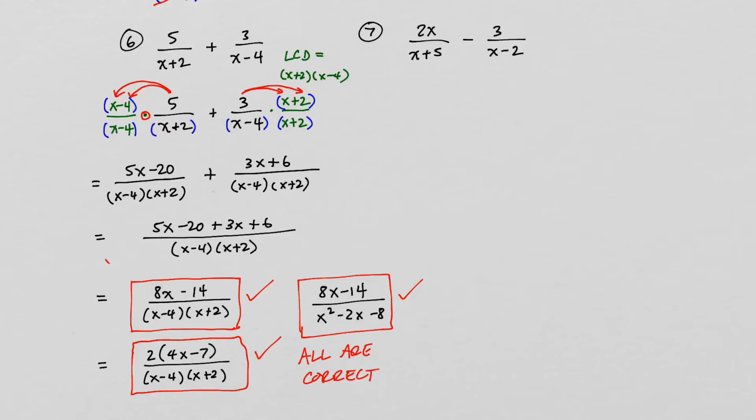I think the first expression of the answer is the best. That's my personal opinion. And the reason I have that opinion is I like the denominator to be in factored form. Because when it's in factored form, I can still see that x cannot equal positive 4, and x also cannot equal negative 2.